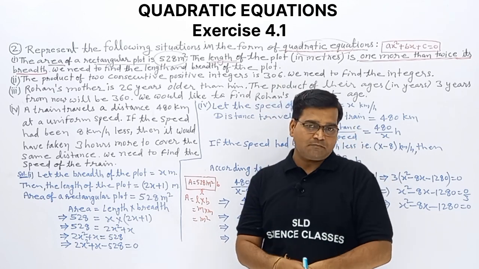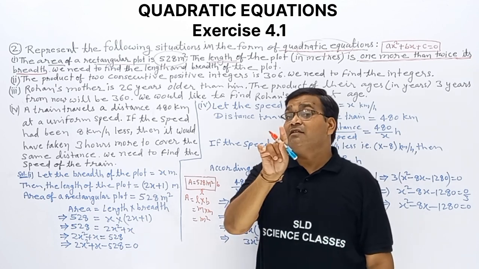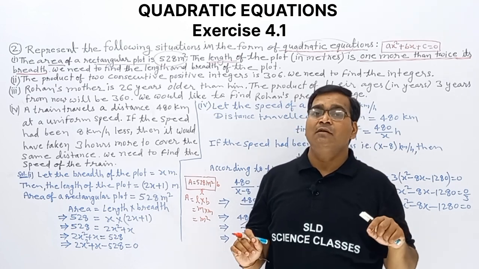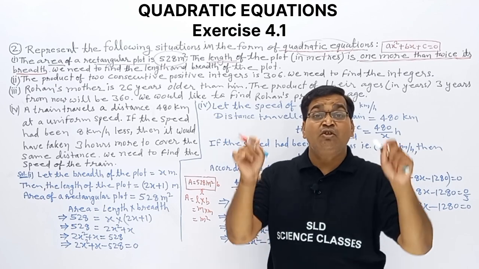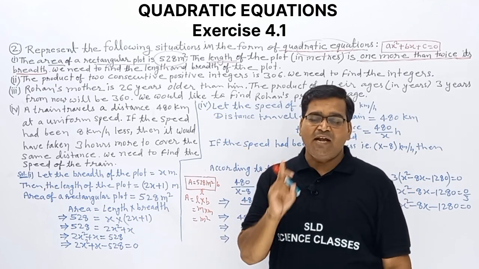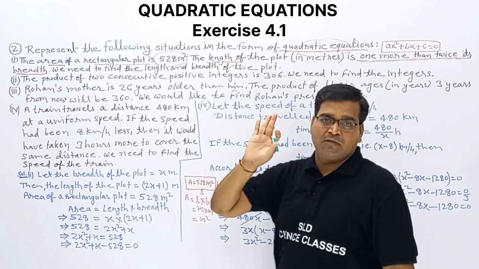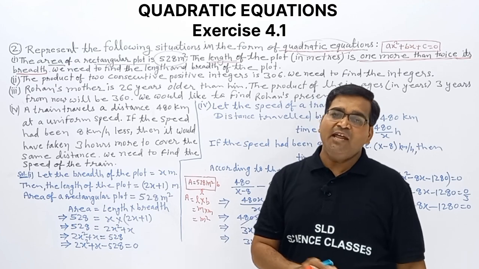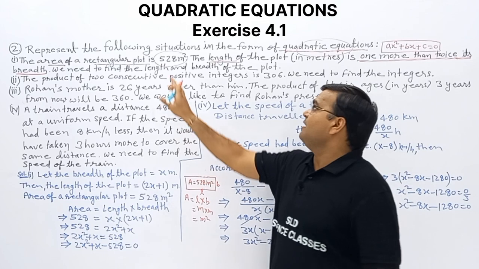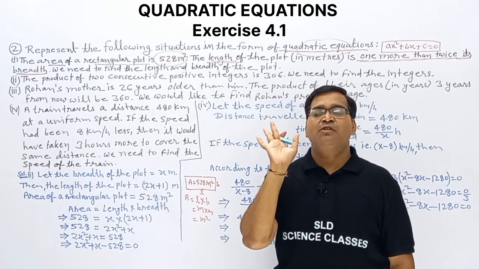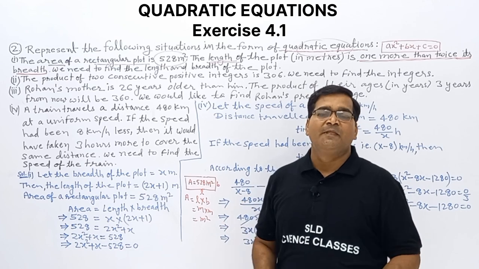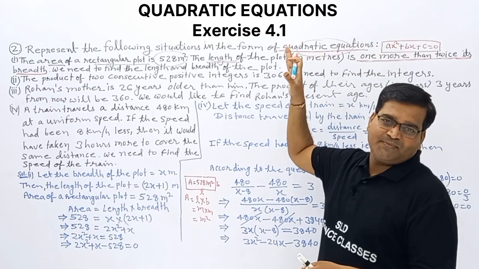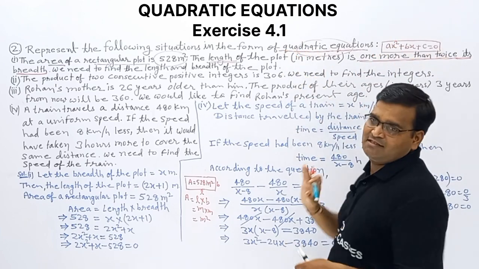Once we know the breadth, then we can say what the length is. So there is length and breadth, but we are not given numeric values, so we should assume. Length and breadth are both unknown, and we require numeric data to multiply both and get the area. So what should we do? We will assume. The length is one more than twice its breadth.